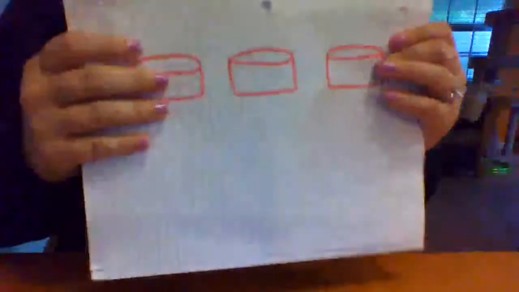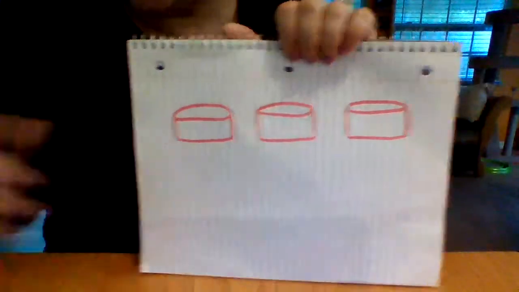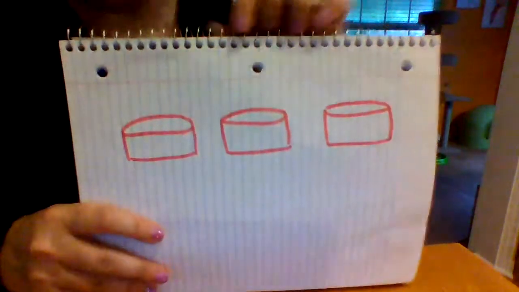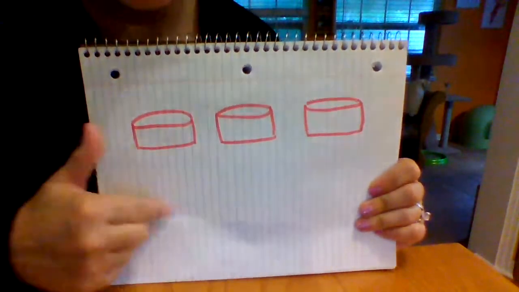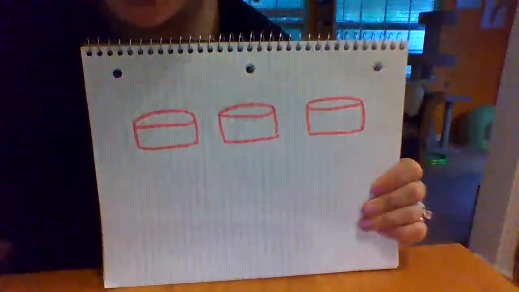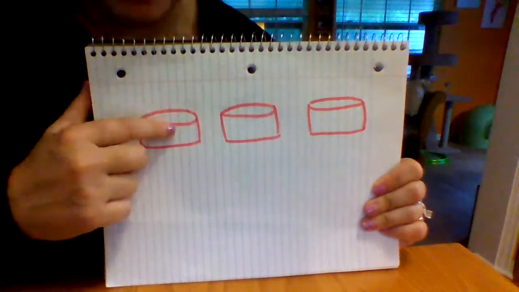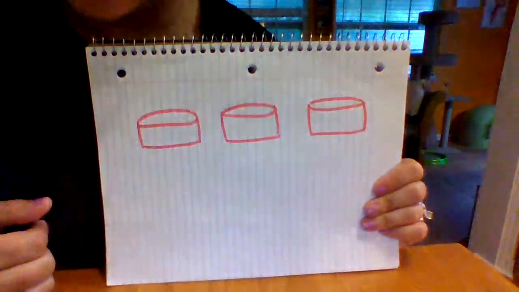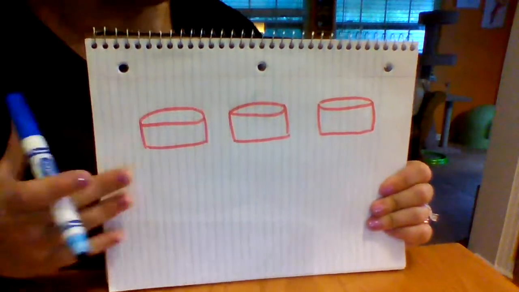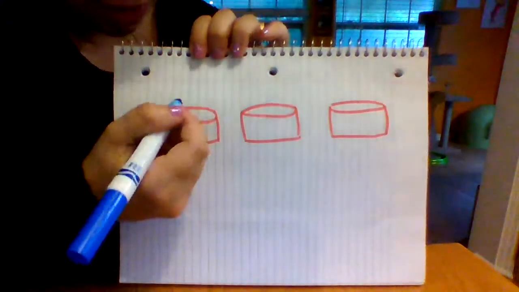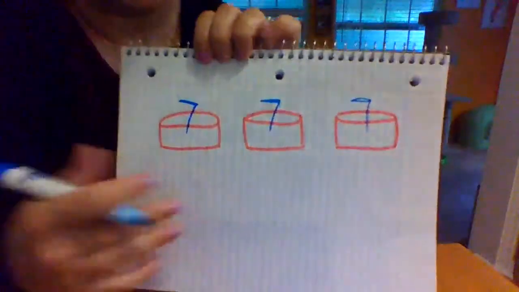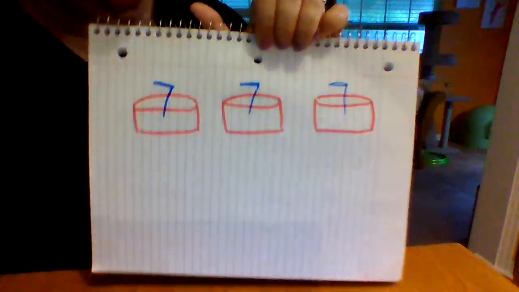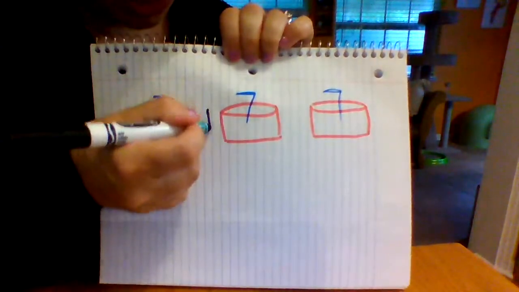Let's say you have 3 birthday cakes, okay? And each birthday cake has 7 candles, right? So a couple different ways we could do this. We could draw 3 groups and put 7 counters in each group. We could draw 7 candles on each cake and then count them up. Or we can just go ahead and use repeated addition to help us solve this problem, okay? Each of these cakes gets 7 candles, right? So let's go ahead and add 7 3 times.